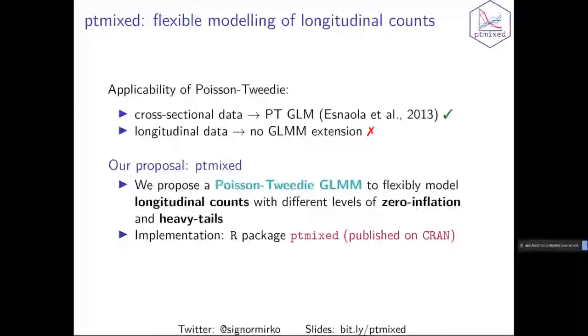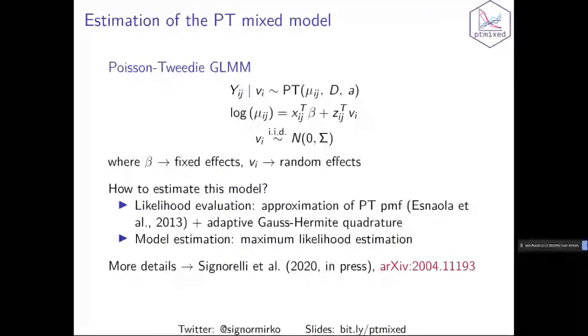In short, the model is a GLMM where, conditionally on a vector of random effects, the observed counts follow a Poisson-Tweedy distribution, and the mean of this distribution depends on a vector of fixed effects and on subject-specific random effects. The computation of the likelihood of this model requires a combination of two numeric integration techniques. One, to approximate the probability mass function of the Poisson-Tweedy, and the other, to integrate with respect to the random effects. And the model can be estimated using maximum likelihood. For more details, I refer you to the article about ptmixed that is currently in press, and you can find a preprint of this article on arXiv.